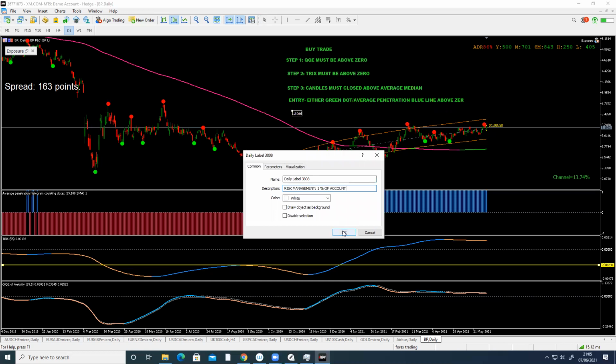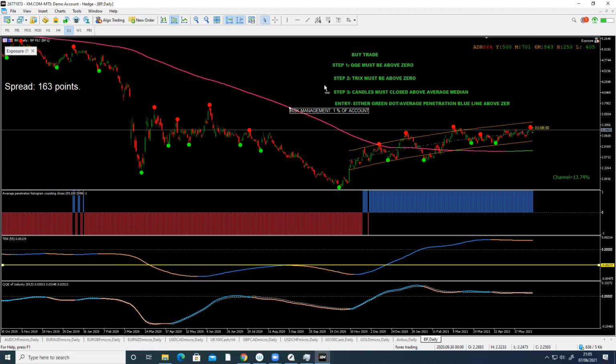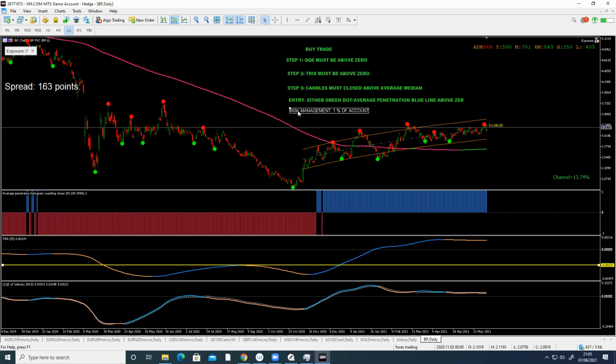So what we're going to have now is this. You see, I put risk management here, 1% of account size. Now, let me show you something, guys. If I move this, can you see it stays there? So every single time you move your chart, it will be there right in front of you. So it basically sticks in front of you. Your rules are there. You know exactly what you need to be doing. Of course, the others will move though.